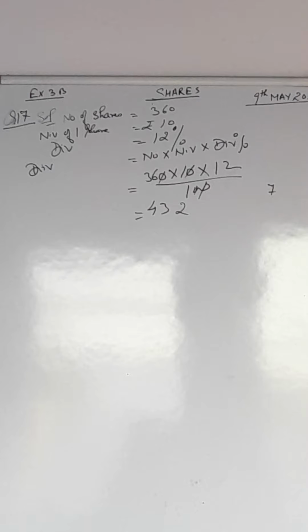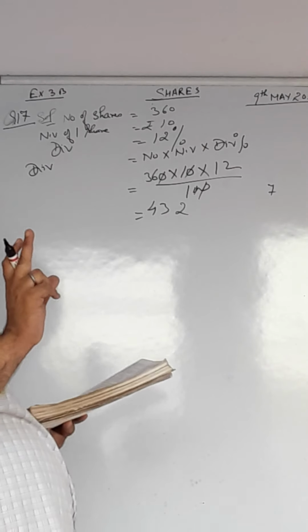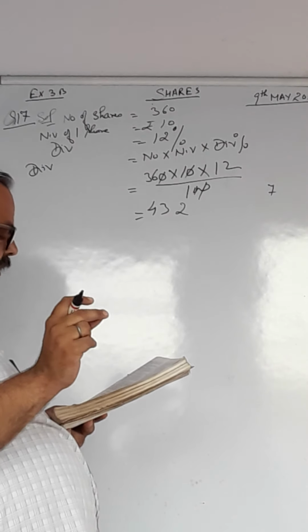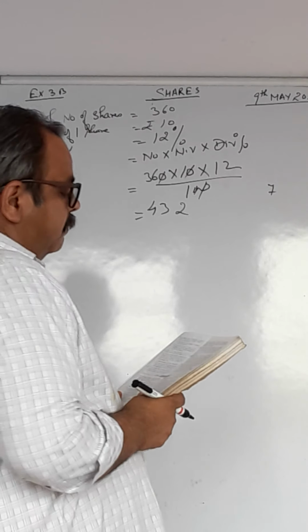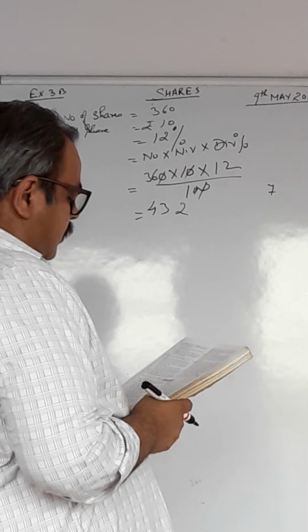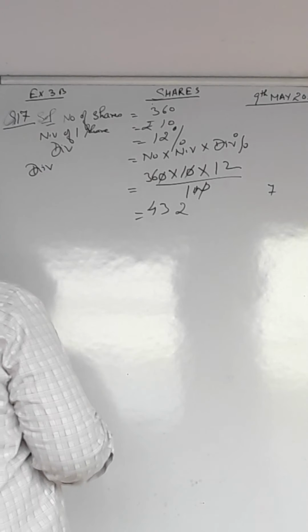Please check the dividend. Now what it is: ₹10 shares of a company, 12% dividend. He sold the shares, so the price rose to 21 per share. How many shares does he have?